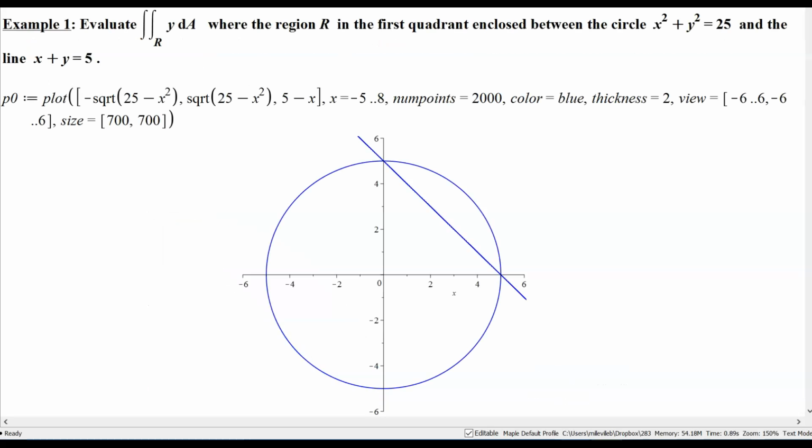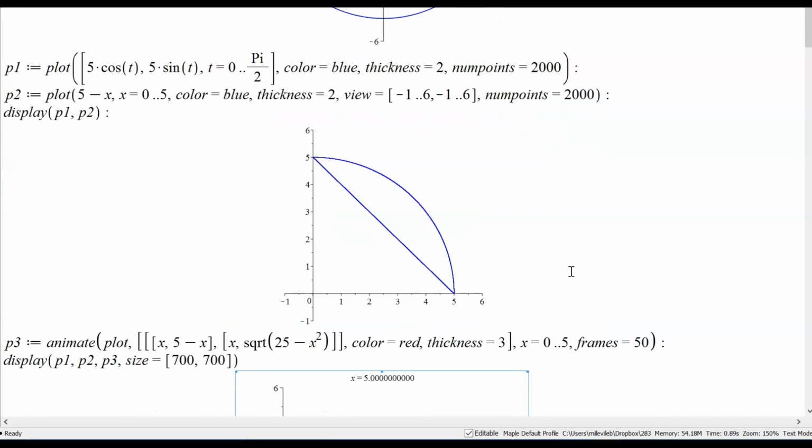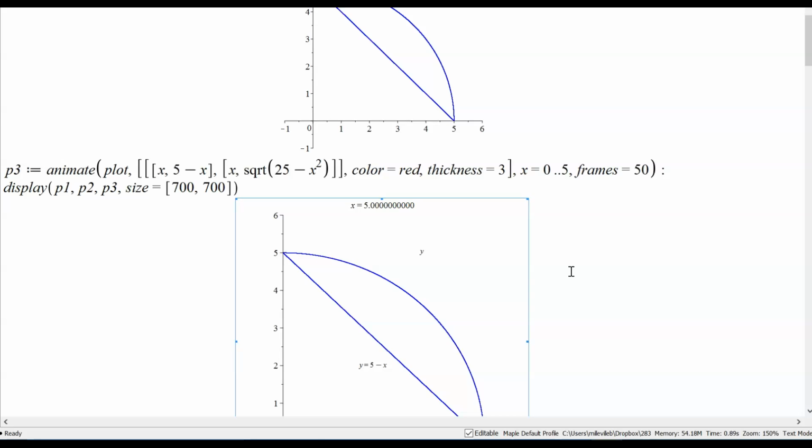Alright, so what I've got here graphed in Maple is the same example, and to understand what region we're looking at, you could plot in Maple or using Desmos the entire graphs. So I've got x squared plus y squared equals 25, which is the circle shown here, and then the line x plus y equals 5. We've got that plotted also, and we want the region enclosed between the circle and the line in the first quadrant. So we're looking at this region right here. That's the region we're focusing on. Getting rid of the rest of the graph.